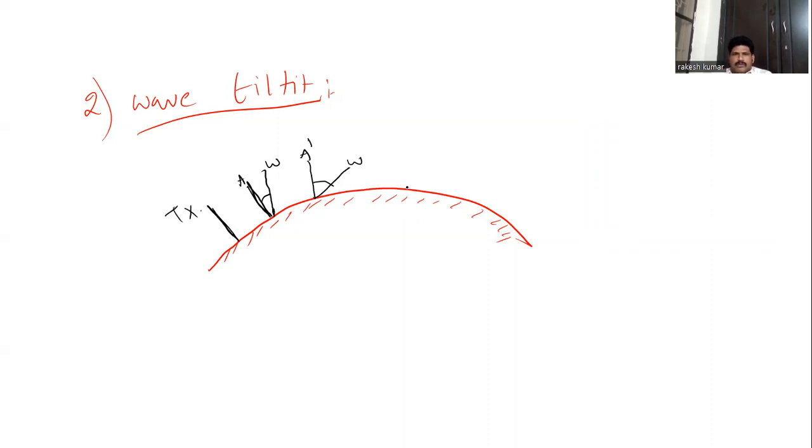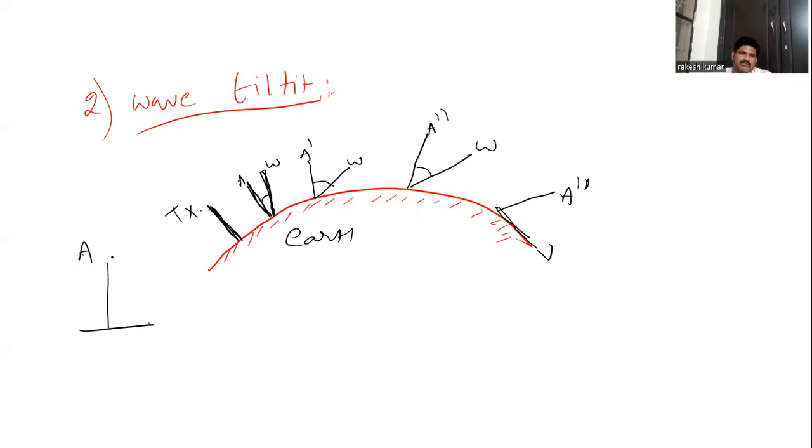This is W double dash. Now if you observe here, in the fourth case, this is my wave, and this is W double dash. Initially, how is my wave with respect to the earth surface? It is perpendicular. So initially at A, my electrical field strength is perpendicular.